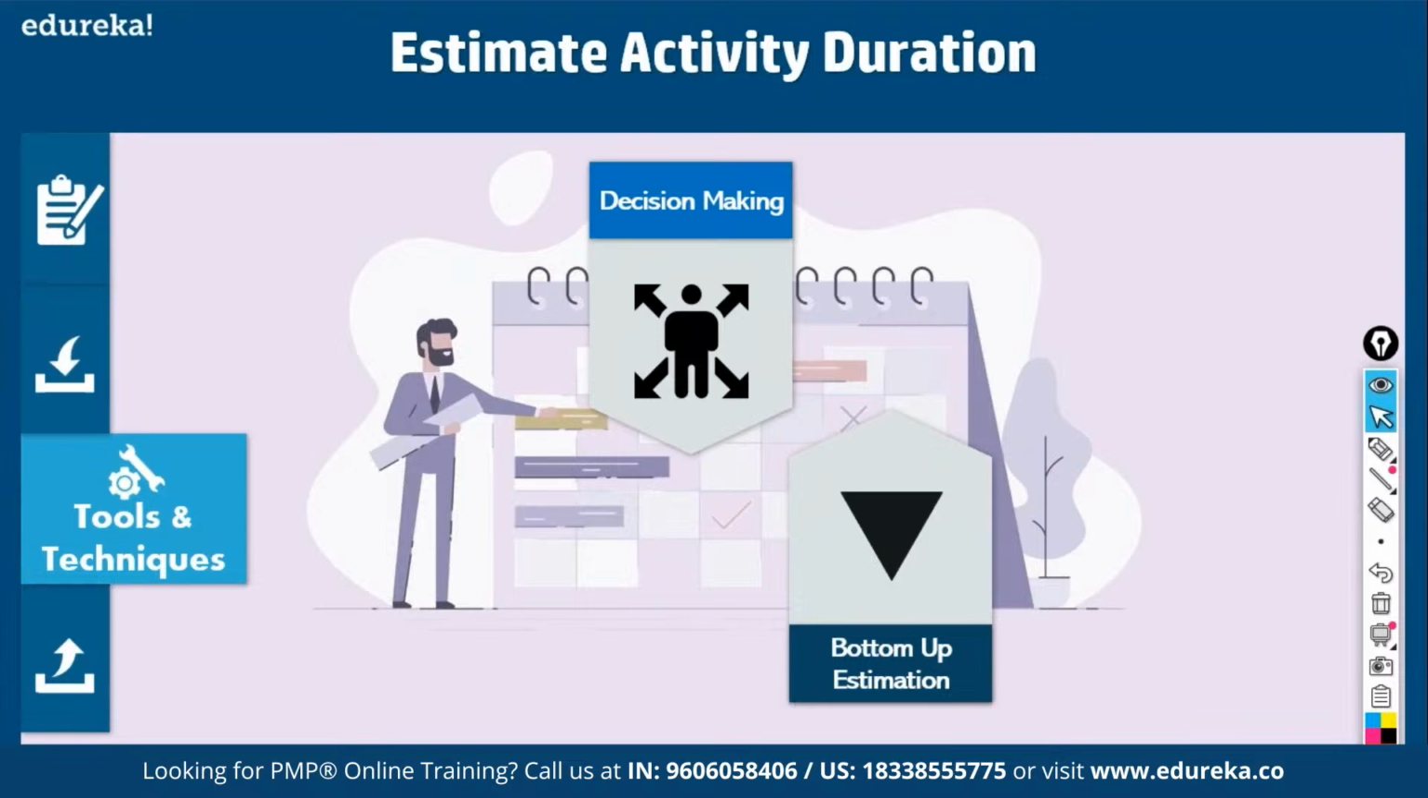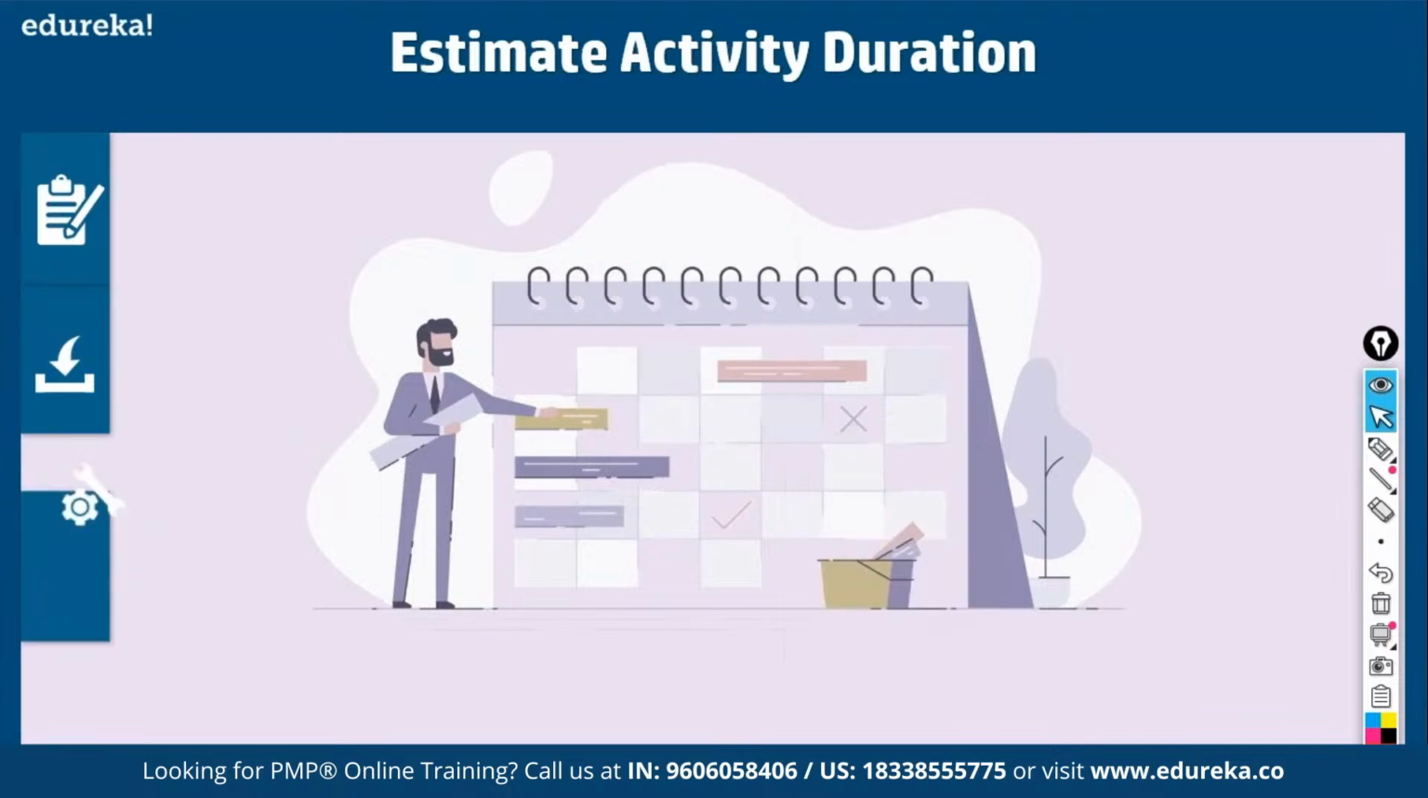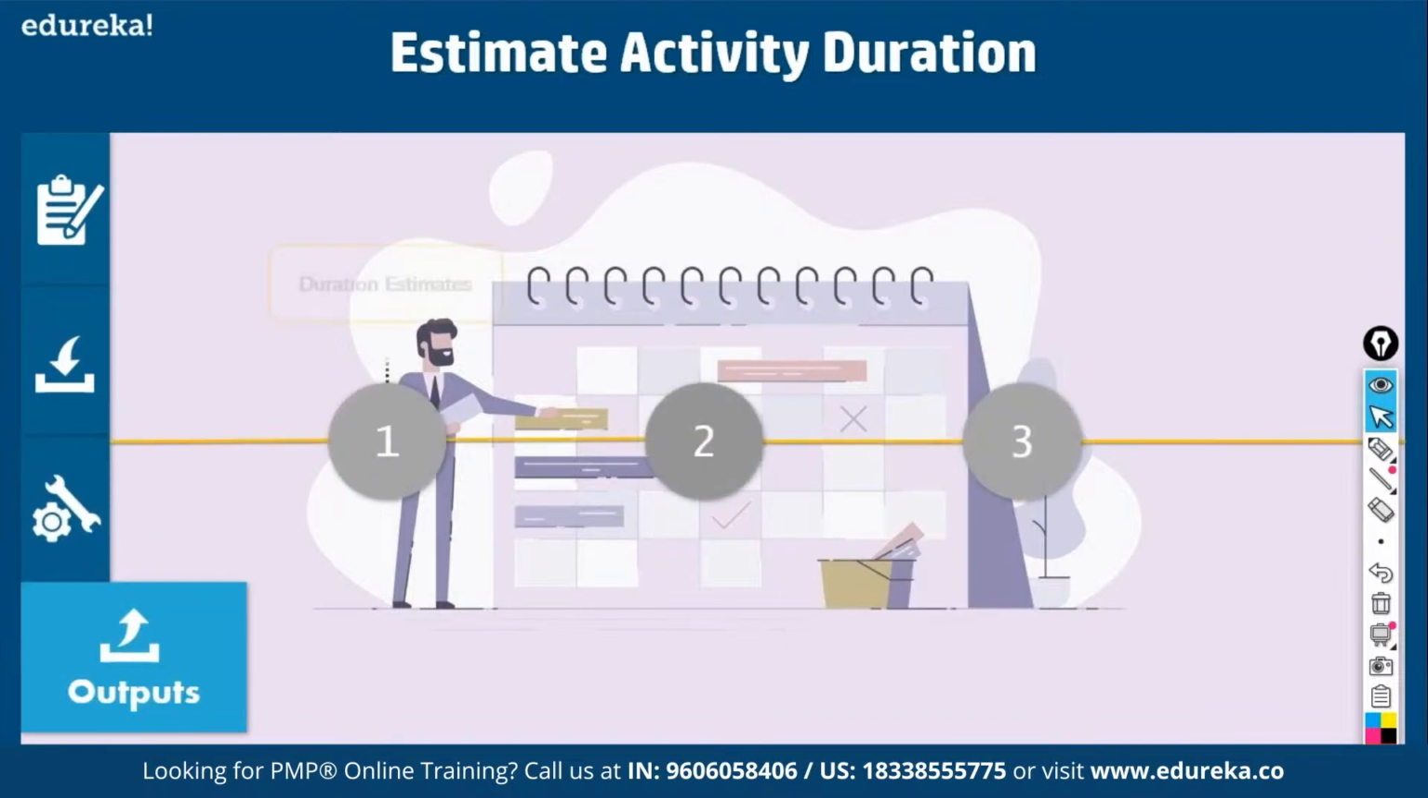So bottom up estimating is where you know the activity level information and you work it upwards, from work package upwards. That is called bottom up estimating. Then finally, you come up with duration estimates for each activity, for each work package. Let's say requirement documentation, that is one work package. Well, that will take 30 days. You come up with duration estimates.